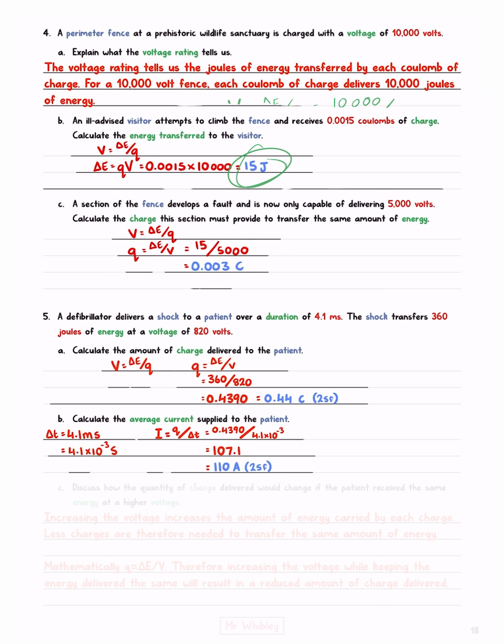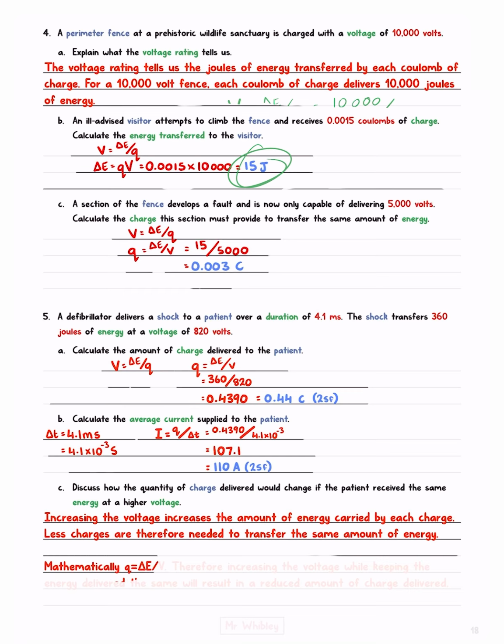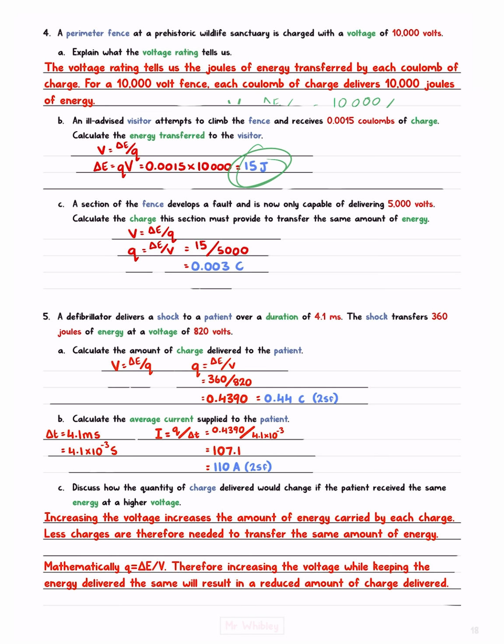Discuss how the quantity of charge delivered would change if the patient received the same energy at a higher voltage. Increasing the voltage increases the amount of energy carried by each charge. Fewer charges are therefore needed to transfer the same amount of energy. Mathematically, charge is change in energy per voltage. Therefore, increasing the voltage while keeping the energy delivered the same will result in a reduced amount of charge delivered.